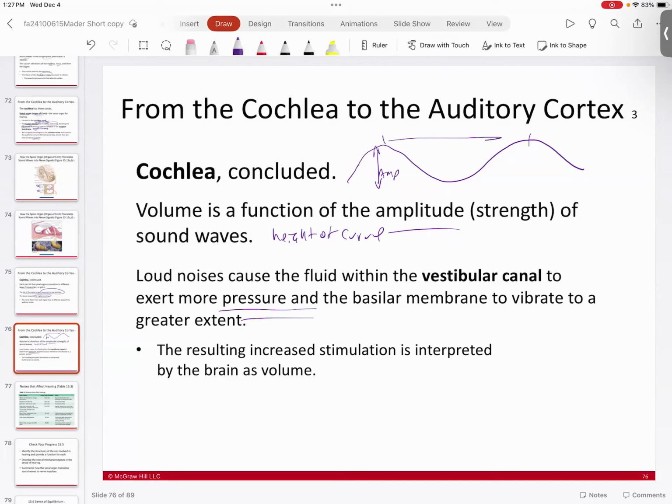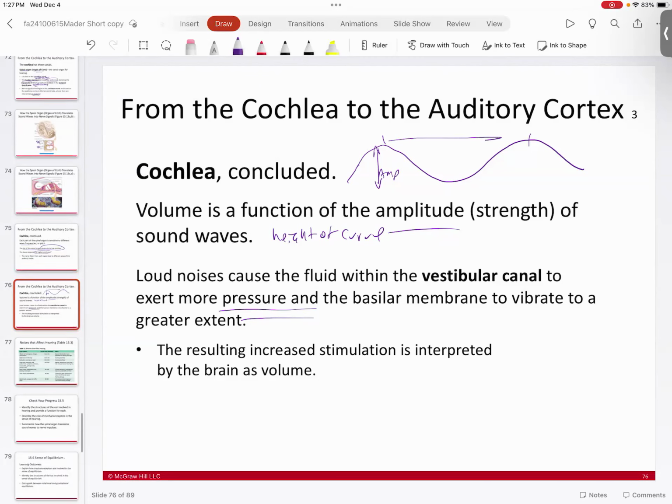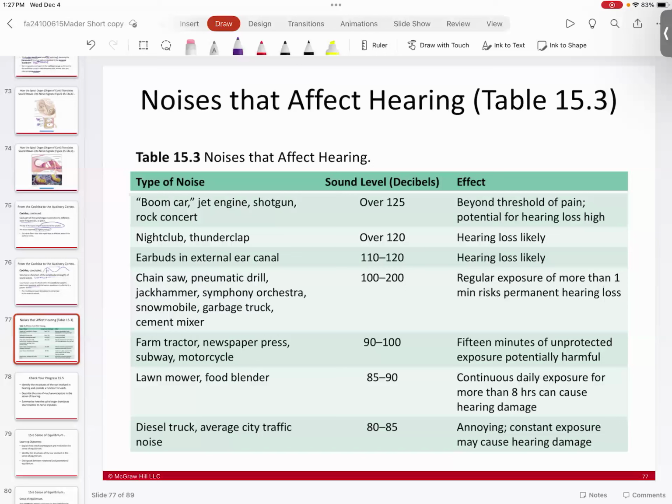That's the upper canal, right? And then what happens is that causes that basilar membrane at the bottom of the cochlear canal to vibrate more. And this creates more volume. So the wavelength and frequency is associated with how many peaks are coming per unit second, right? And then the amplitude, how high each peak is, is your volume. So how far the peaks are apart is your pitch, and how high those peaks are is your volume.